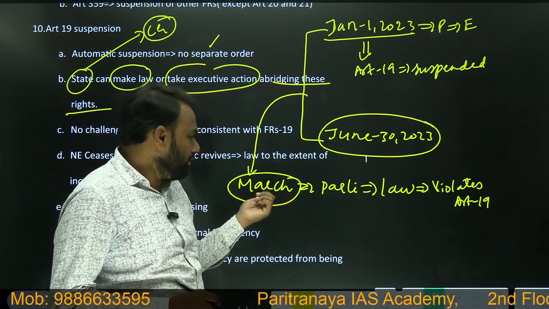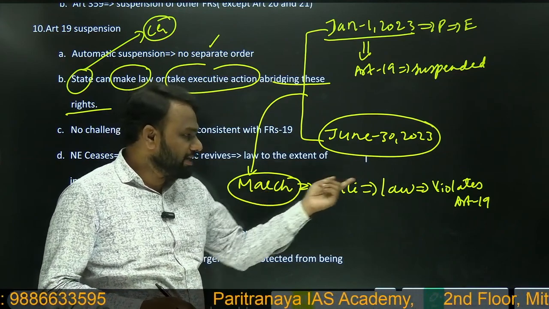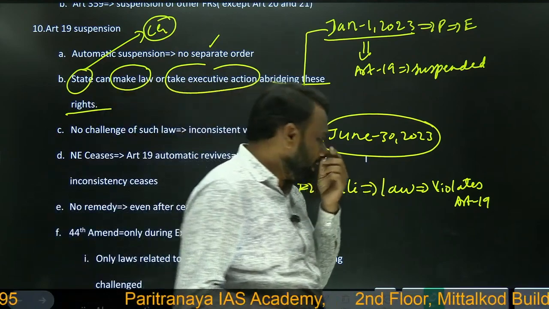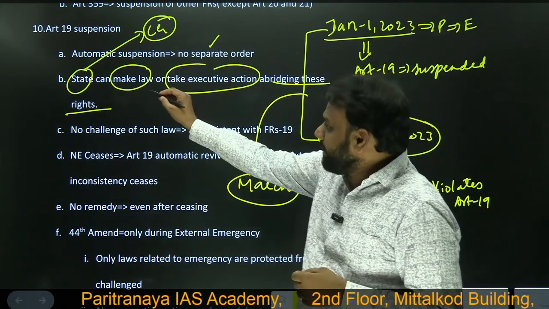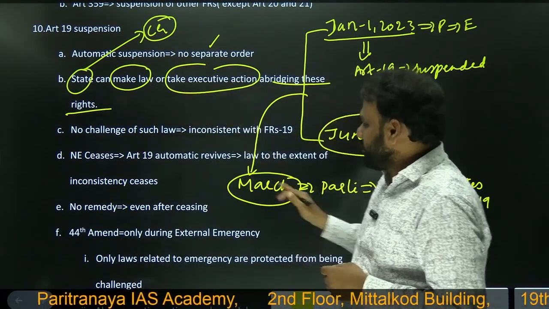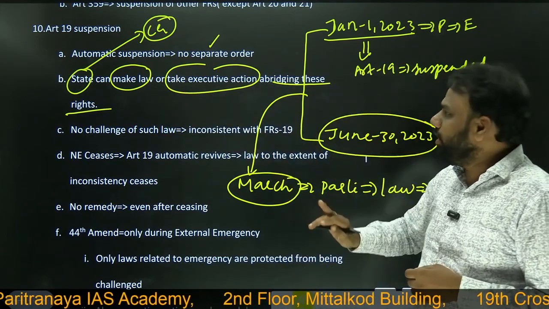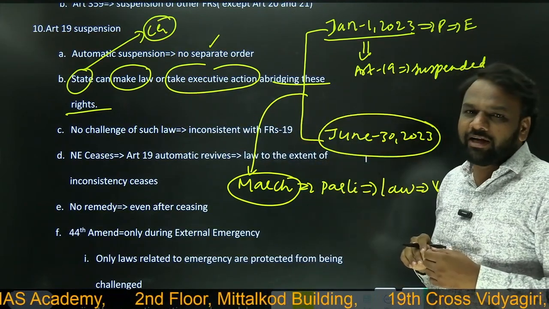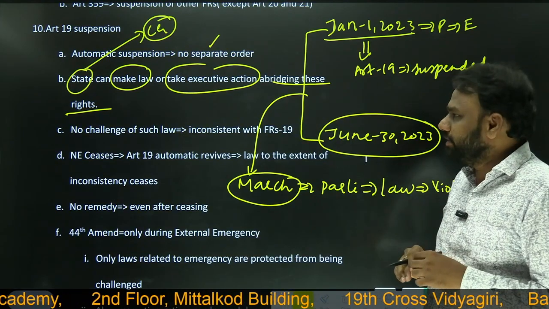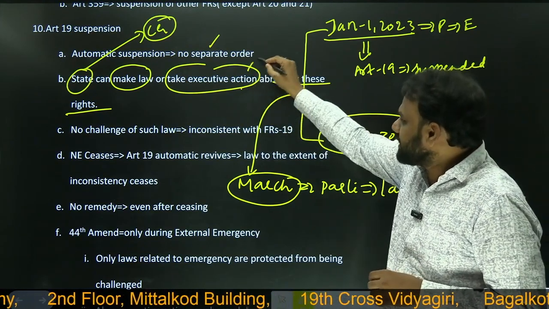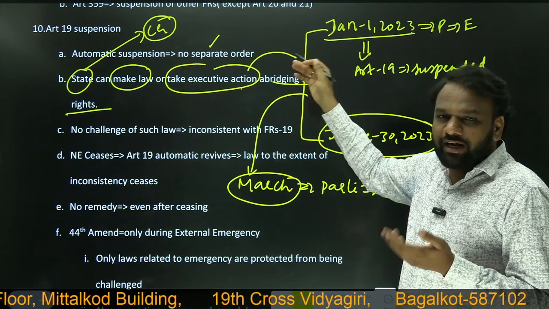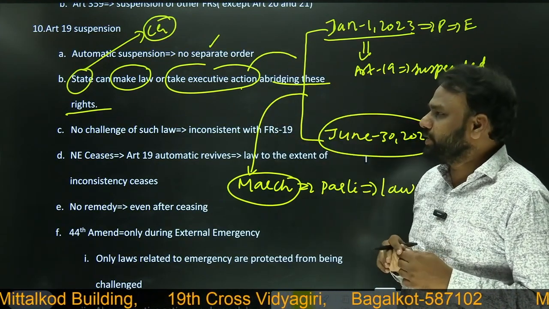But now, during emergency, Parliament has passed a law which violates Article 19. So the state can make law or take executive action. This is an example of making a law that abridges these rights, that is, takes away the fundamental right guaranteed under Article 19. Taking executive action means, as I mentioned, if a news reporter is arrested because of a critical article, that falls under executive action.